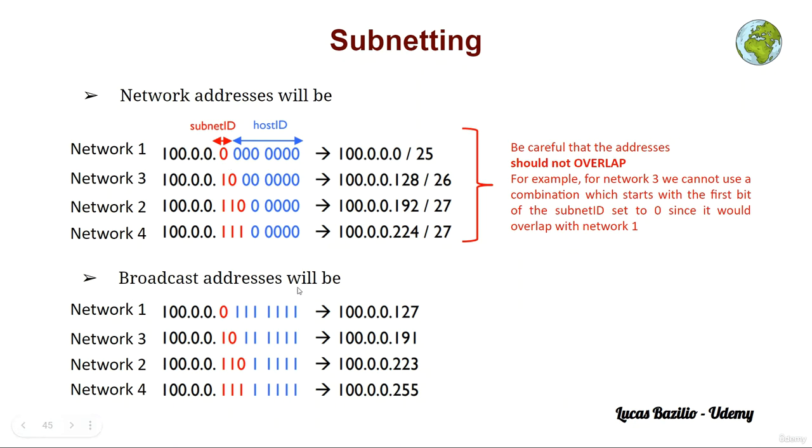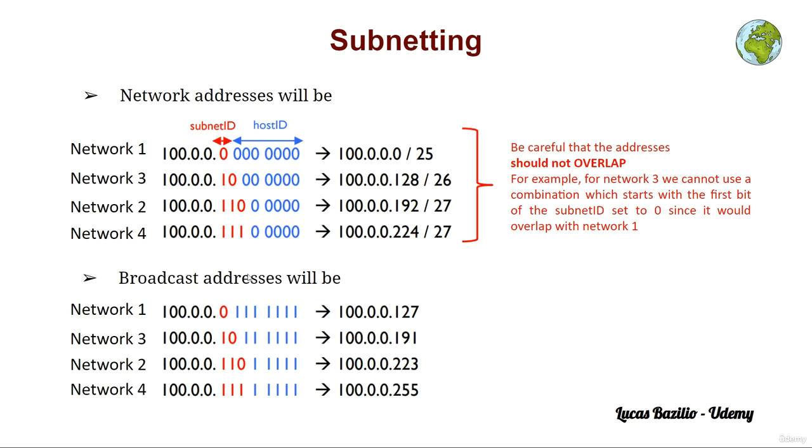So here the broadcast addresses are the same idea as the network addresses. The only difference is that now all of the bits of the host ID are ones by definition of the broadcast address. Keep in mind that now the decimal value is also changed, because now we need to transform this binary number to decimal. If we transform this binary number to decimal, this gives us 827. When we transform this one to decimal, it gives us 891. This one to decimal, 223. And the last one, since we have all ones, we have 255.